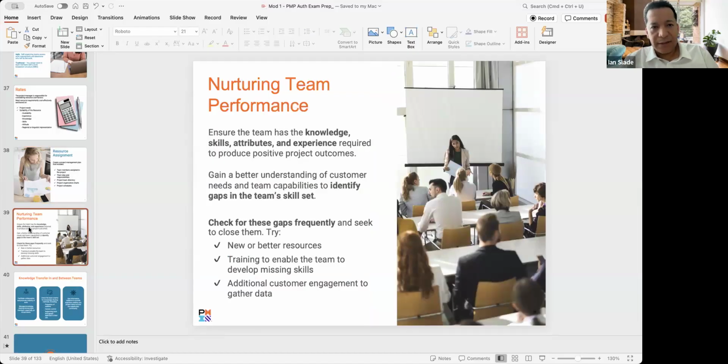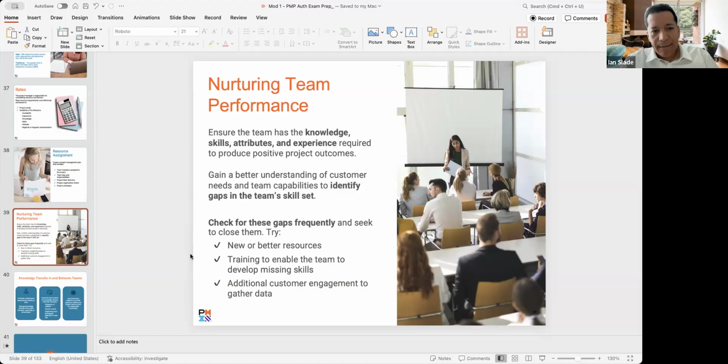Okay, so nurturing team performance. As you can see here, highlighted knowledge, skill, attributes, and experience. So those are things when we're talking about the team performance, it's usually KSA, knowledge, skills, and A could be attributes, A could be attitude, and A could be aptitude. So KSA, knowledge, skill, and if you're writing it down, it's attributes, it's attitude, and it's aptitude. Right, so those are things that PMI uses interchangeably for the A. All right.